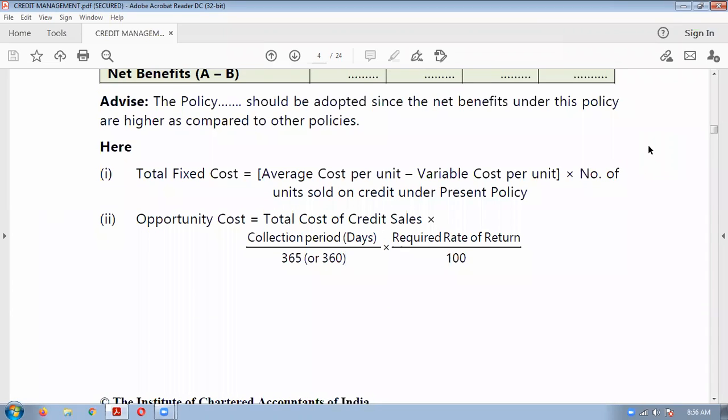And how will you calculate the fixed cost? Average total cost will be there, then variable cost per unit will be there. The difference between average total cost and variable cost per unit will be your fixed cost per unit. If you multiply it by the number of units, then you will get the fixed cost.